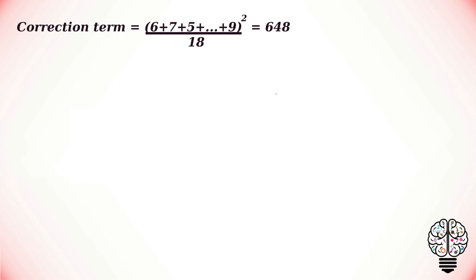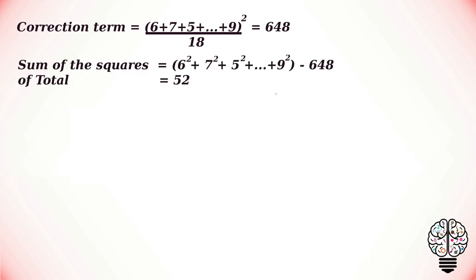With that, we have to calculate the sum of the squares of total. For that, we have to calculate the squares of the test score of each individual and sum it up. And if we do that, we'll get our value as 700. Now we have to subtract the correction term from this value. If we do that, we'll get our value as 52.